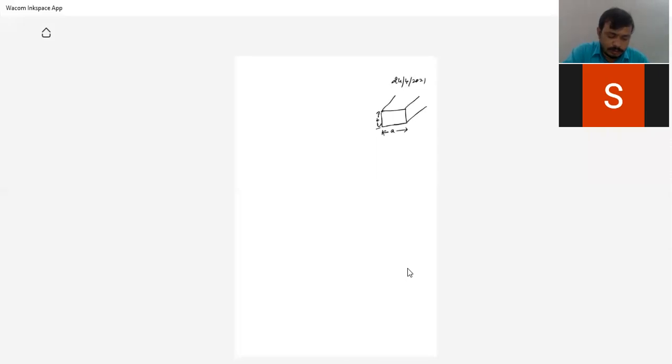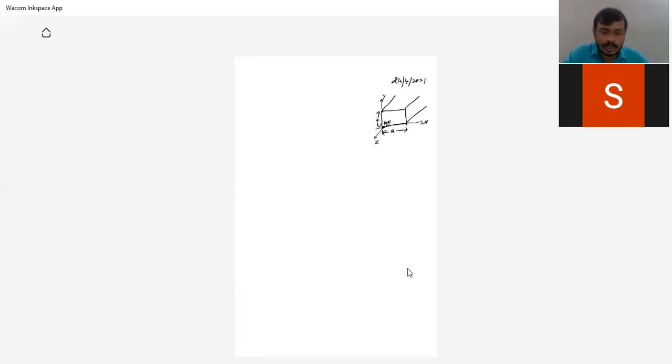Already we know. So here you can take, this is the x-axis, this is the y-axis, and this is the z-axis. Here we take 0, 0, and this point is A.